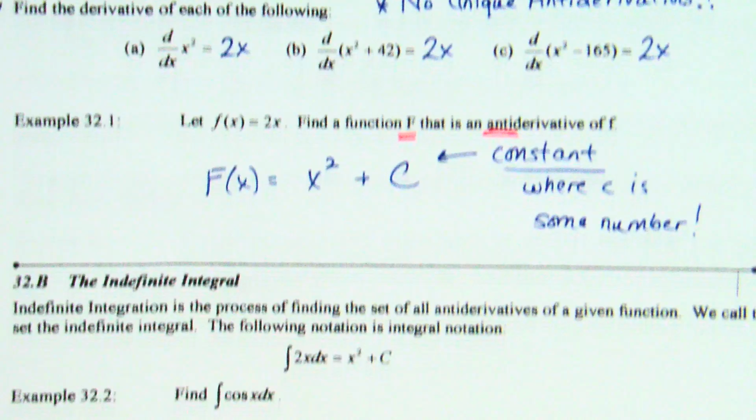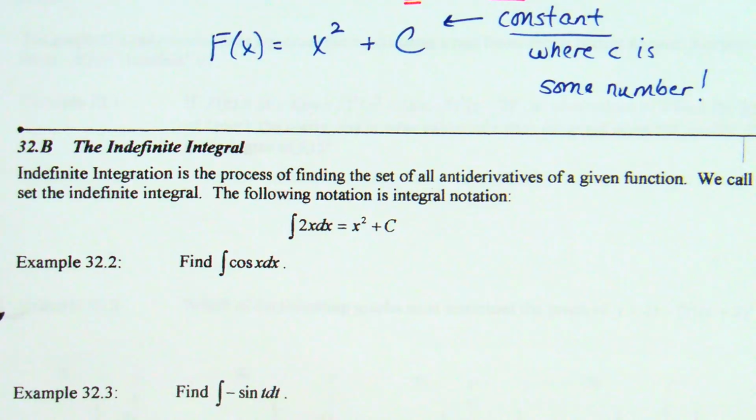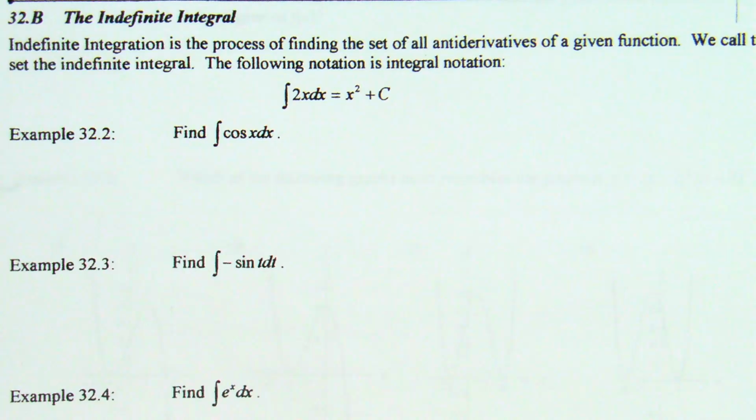Because it's a necessity, but so easy to forget. Okay, so indefinite integration is the process of finding the set of all antiderivatives of a given function. When we say find the set of all antiderivatives, that's tagging on the plus c. We call this set the indefinite integral.